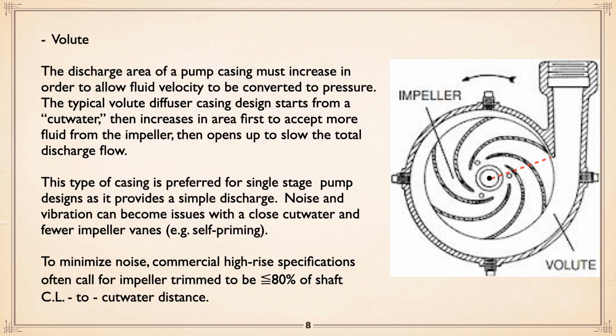Now, looking at the volute itself in detail, you can see a typical casing. You can see the cutwater, the point at which flow is diverted off from the face of the impeller.